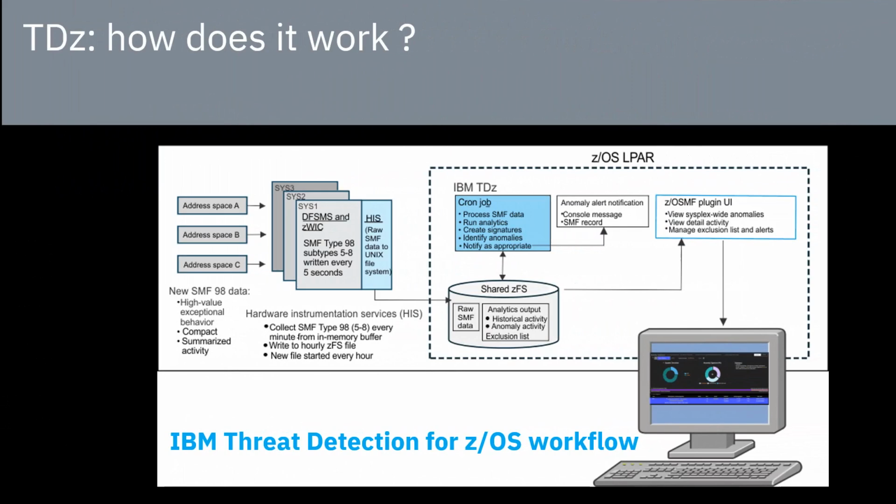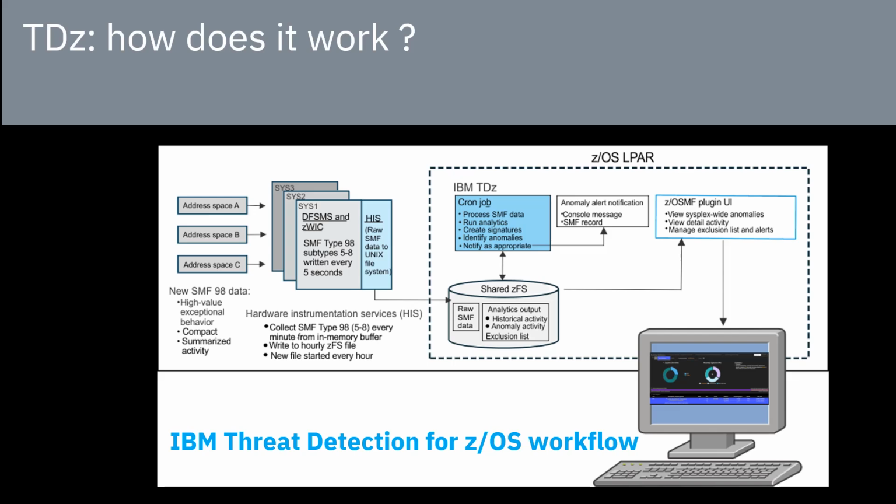Let's now see an operational diagram of the solution. In this representation, we see the address space of active jobs on system sys1, sys2, sys3 that belong to the same sysplex, using DFSMS and zWLIC to collect the SMF98 records. The part in blue represents the hardware instrumentation services component that is responsible for writing this data in raw format on the OpenUSS part, therefore on a zFS type file system. This zFS is the source from which TDZ draws for its work.